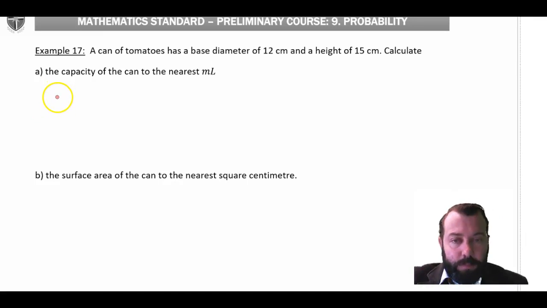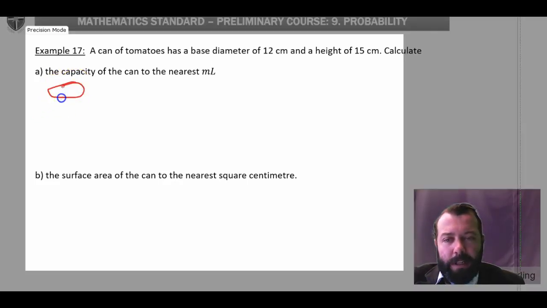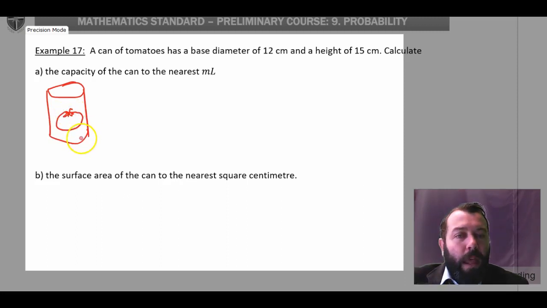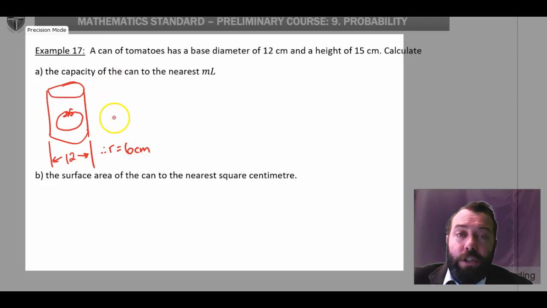So maybe it helps to draw a picture. I always think it does. Here is my can of tomatoes. Should I draw a little tomato here? All right, there's my can of tomatoes. It has a diameter of 12. The reason that I did this is to remind myself that that's a diameter of 12, therefore the radius equals 6 centimetres. Be so careful. You will often get a dimension of a diameter, not a radius, which is what we need. And then my height is 15.